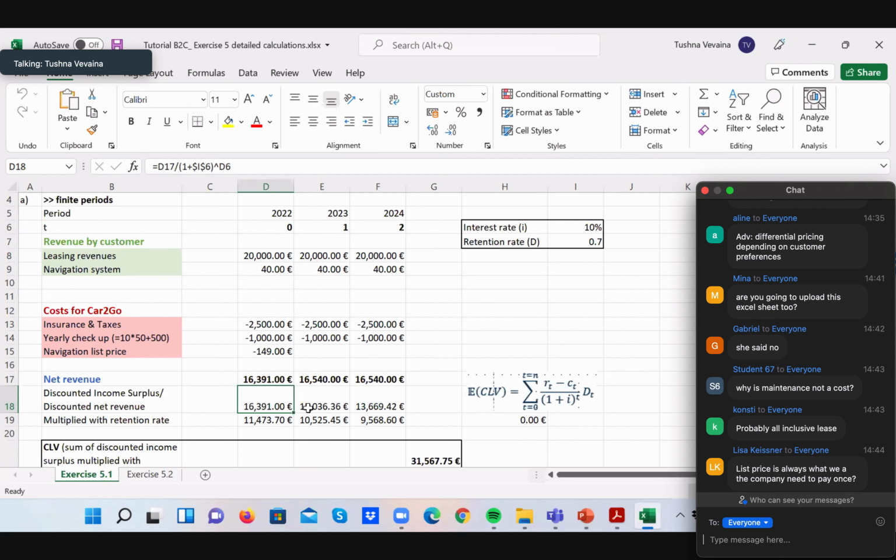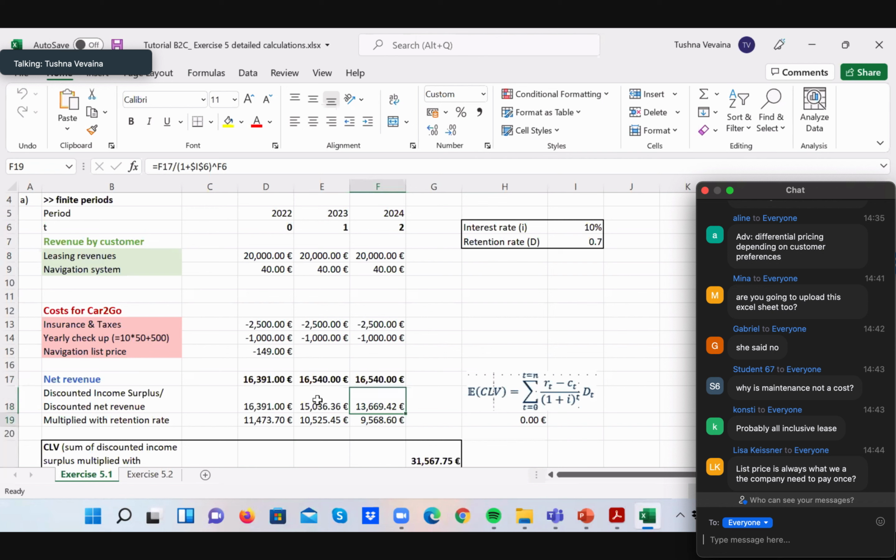Ignore d in this when I'm explaining row 18. And then for your next year, where t equals 1, you have a discounting factor where you have 1 plus I raised to t, and t is 1. So you divide this figure, 16,540, by 1.1, and you get 15,036.36. And similarly, you can do the same calculation for year 2, because in year 2, your t is equal to 2, and it's raised to 2.